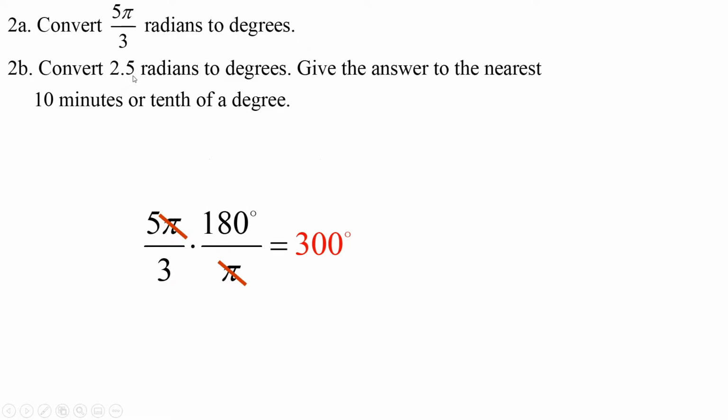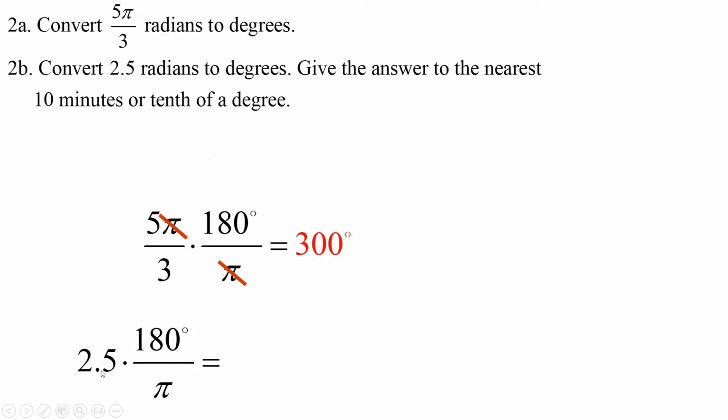Convert 2.5 radians to degrees. All right, so 2.5 radians times the same unit multiplier, 180 degrees over pi. Now notice there's not a pi in my original angle, it's just 2.5 radians, and that's why they said give the answer to the nearest 10 minutes or tenth of a degree.